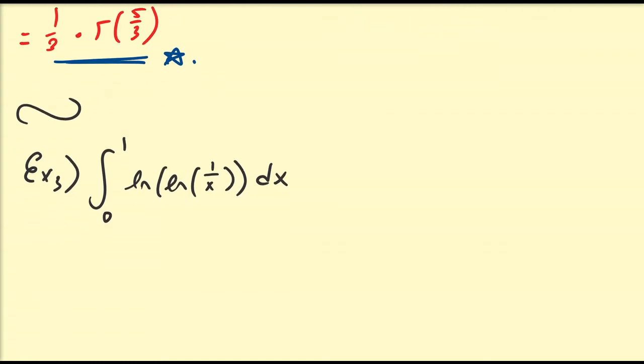So I'm going to begin working on this interior function, so let's let u be equal to 1 over x. So we can let du be equal to negative 1 over x squared dx. So that means dx is going to be equal to negative x squared du.